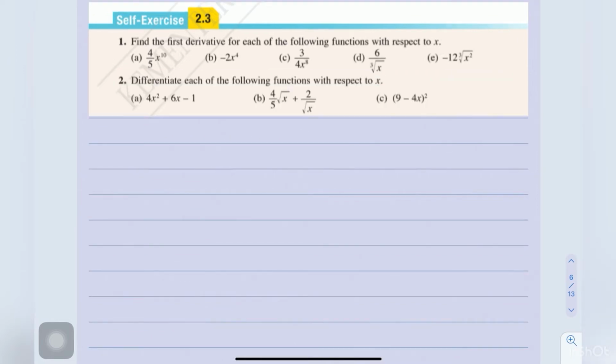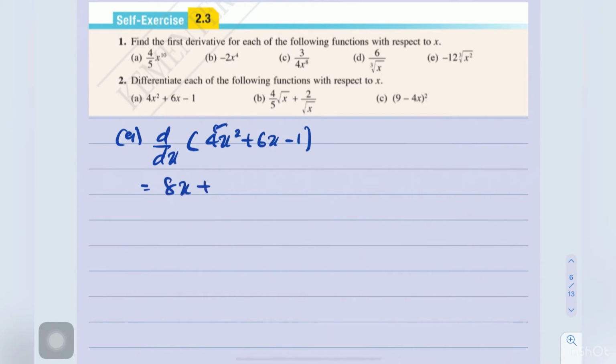Next, question number 2. Differentiate each of the following functions with respect to x. If you compare question 1 and question 2, the sentences are different, but actually you have to do the same thing. You have to find the first derivative, or differentiate once. Now question A. Differentiate 4x squared plus 6x minus 1 with respect to x. So we get here 8x plus 6.